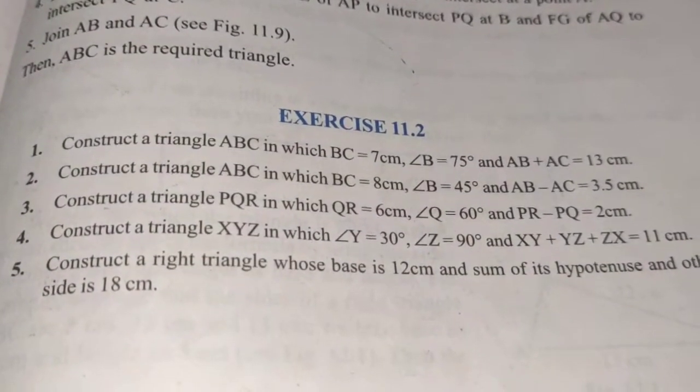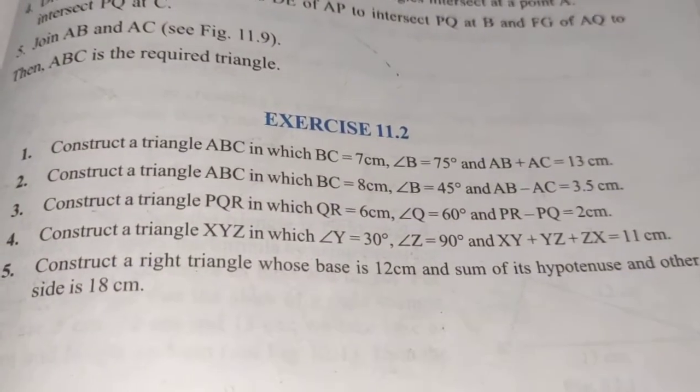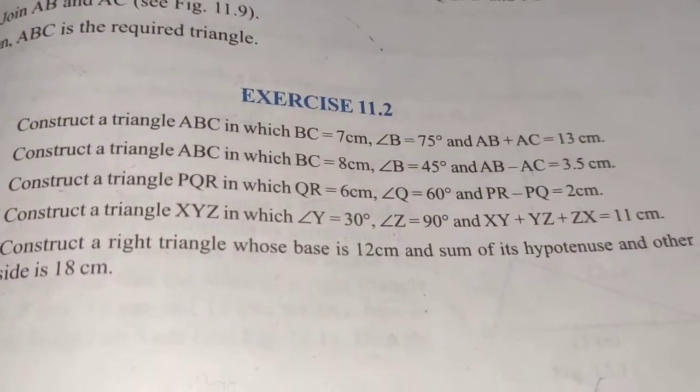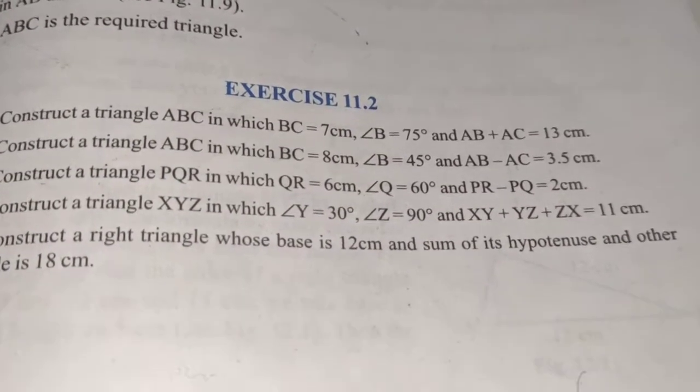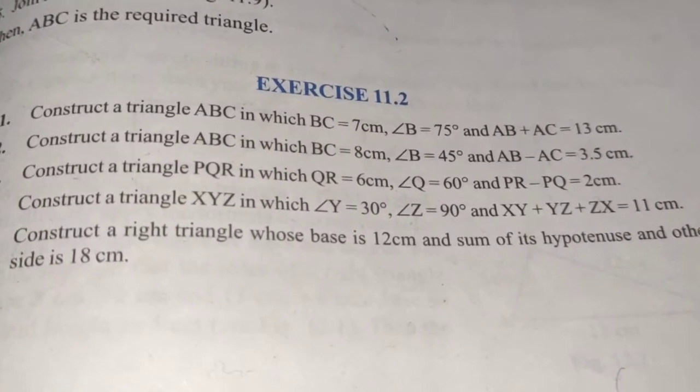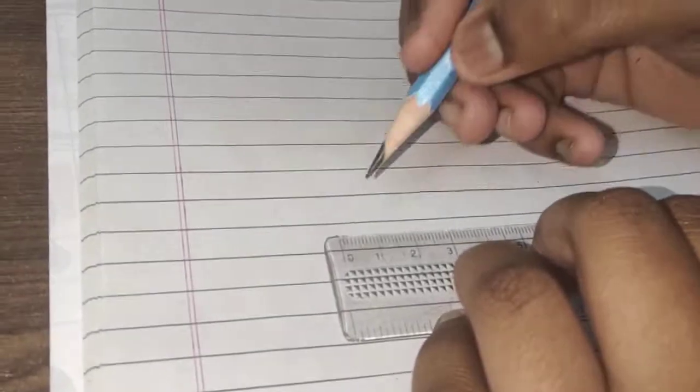Now let us do question number 2. Construct a triangle ABC in which BC equals 8 cm, angle B equals 45 degrees, and AB minus AC equals 3.5 cm. Now for this, you have to first draw a base BC equal to 8 cm.